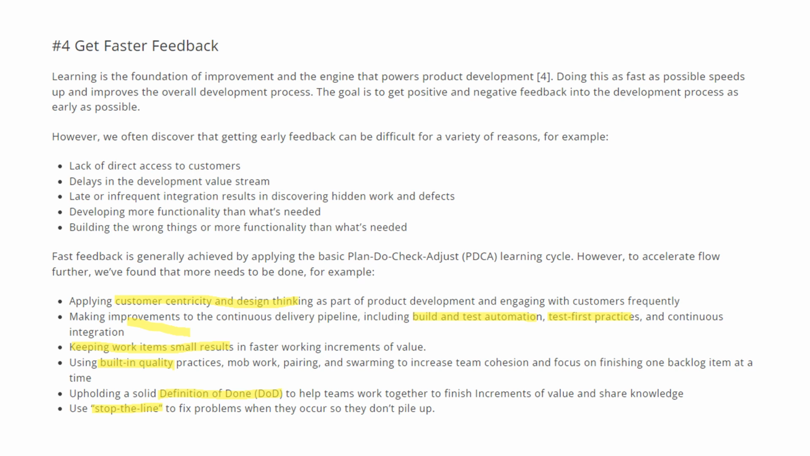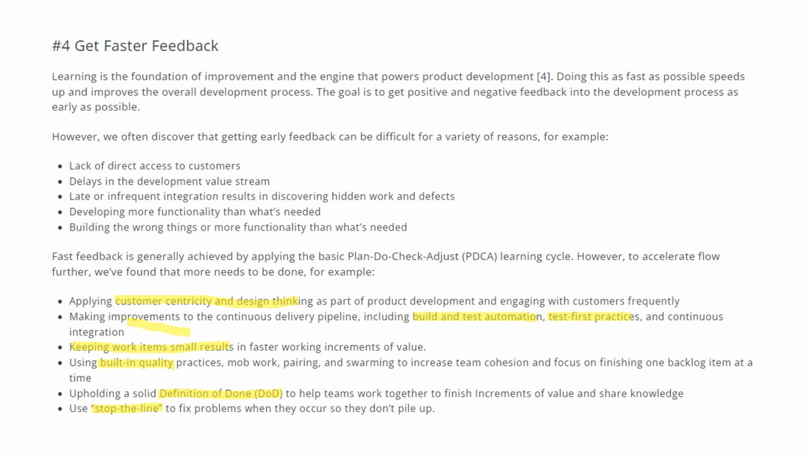However, to accelerate flow further, we have found that more needs to be done. For example, applying customer centricity and design thinking as part of product development and engaging the customer frequently, making improvements to the continuous delivery pipeline, including build and test automation, test-first practices, and continuous integration. Keeping work items small results in faster working increments of value, right? Small batch size. Using built-in quality practices, mob work, pairing, and swarming to increase team cohesion, and focus on finishing one backlog item at a time.